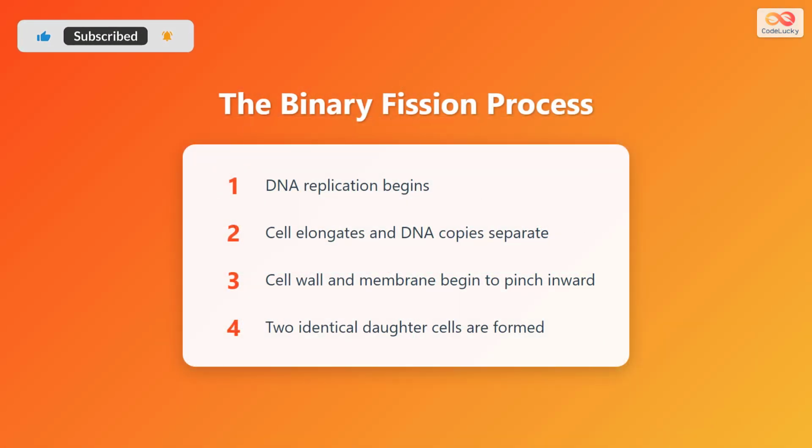The binary fission process occurs in four main steps. First, DNA replication begins, where the bacterial chromosome makes a copy of itself. Second, the cell elongates and the DNA copies separate, moving to opposite ends of the cell. Third, the cell wall and membrane begin to pinch inward at the center, creating a division point. Finally, two identical daughter cells are formed, each containing a complete copy of the genetic material.